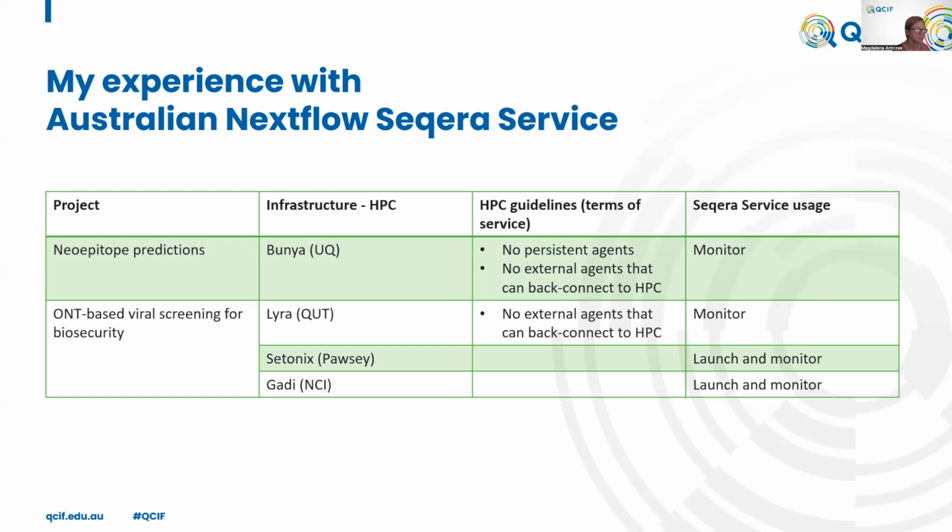Banya doesn't allow persistent agents. That's one example. And either of them, Banya or Lyra, they don't allow external agents back connecting to HPC. Because of this reason, I only use Seqera service for monitoring the pipelines. But either way, it's been a great help. I'll show you in a second why.